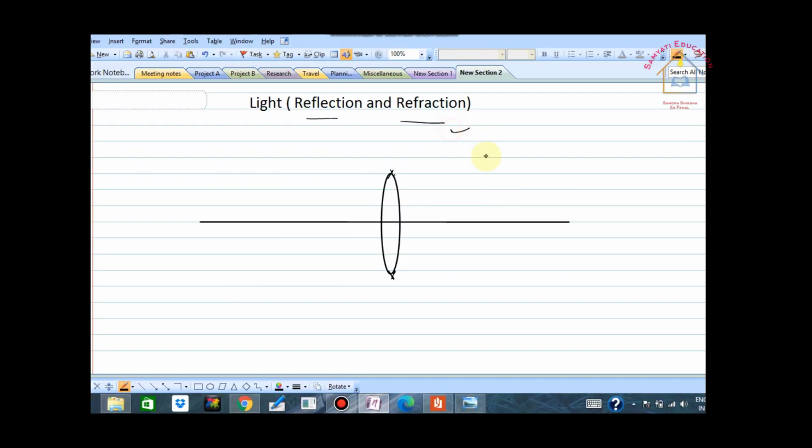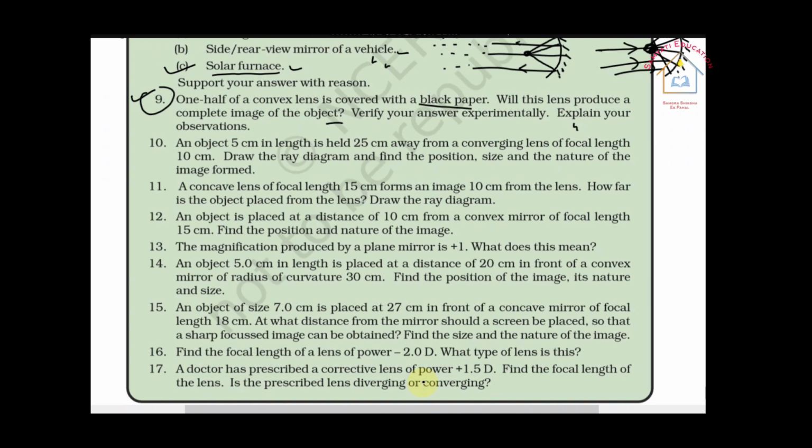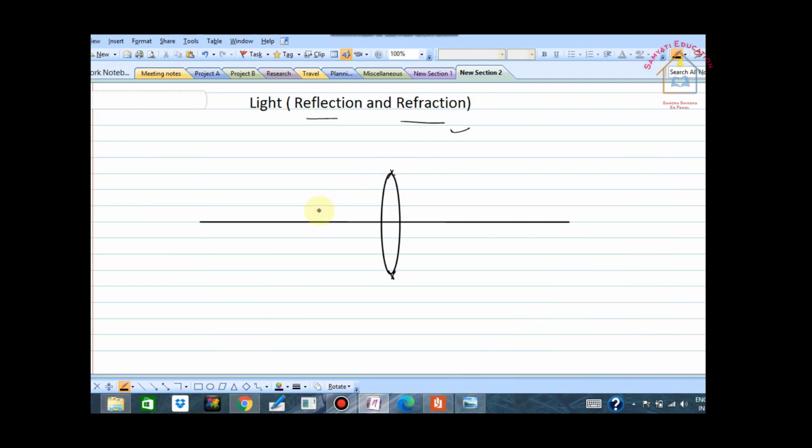Next question. Here are our questions. Question number 9. One half of a convex lens is covered with black paper. Will this lens produce a complete image of the object? Verify your answer experimentally. Explain your observations. We have to draw a ray diagram for this. Here is a convex lens.